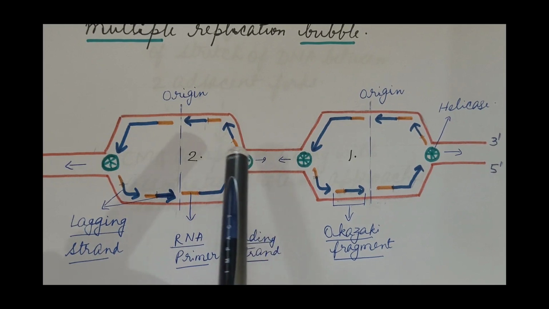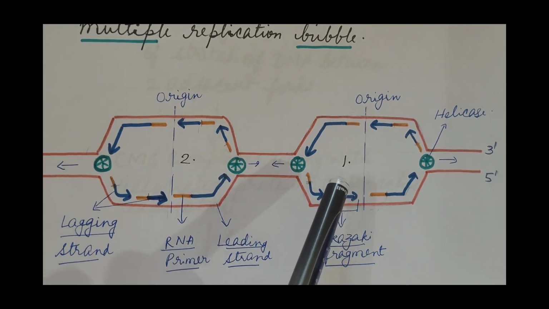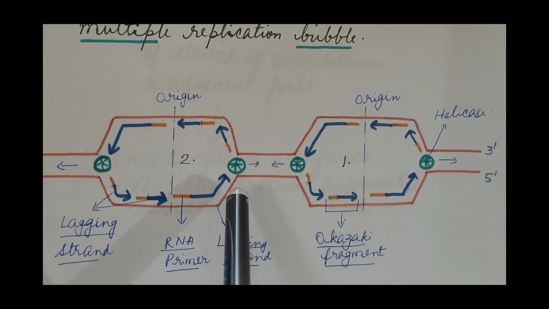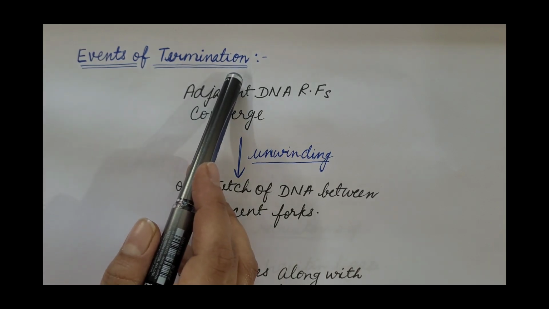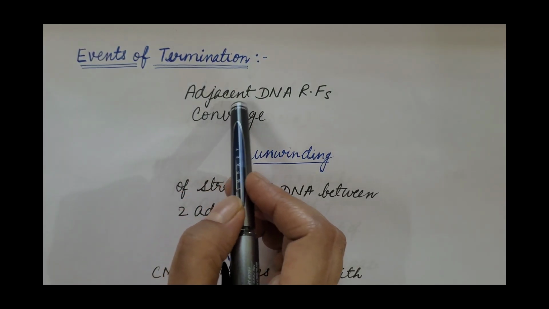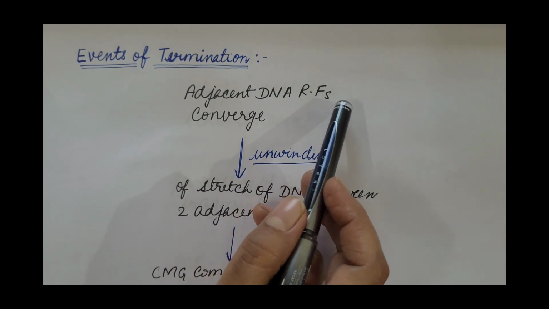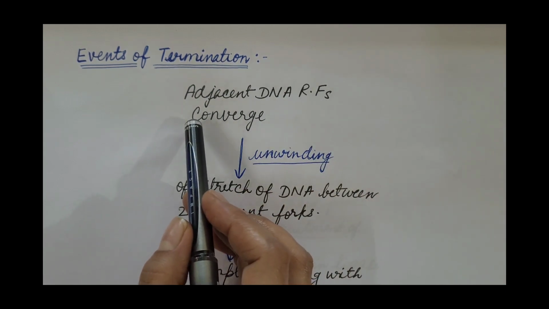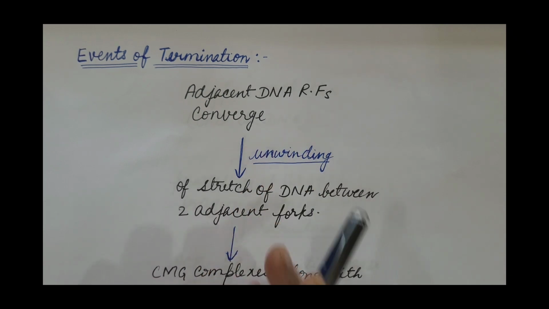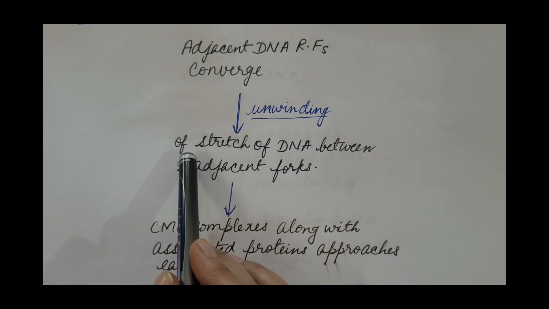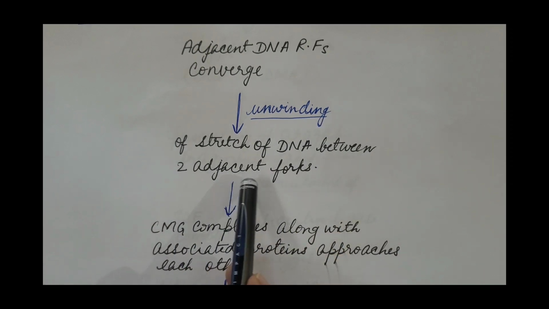Similar will be the case for the other adjacent replication bubbles, as the eukaryotic linear DNA has multiple origins of replication and hence multiple replication bubbles are formed. Now let us discuss the events that take place during termination. As discussed earlier, adjacent DNA replication forks or replication bubbles converge, or move towards each other, during termination. This results in unwinding of the stretch of DNA between two adjacent forks.